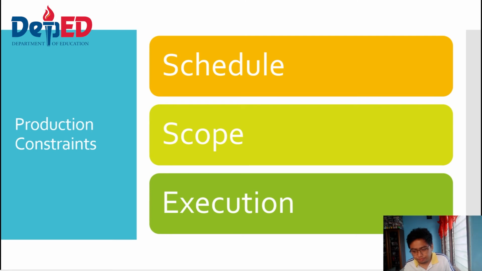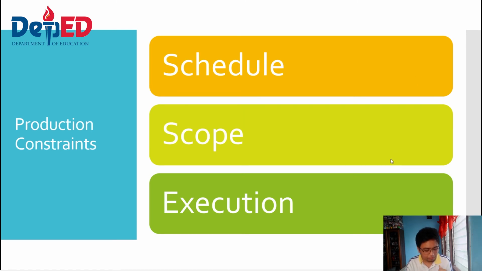And then execution. Ito. Paano ba execution mo? Okay. Kailangan ba laging high quality or not? Kasama din to sa schedule, kung tutuusin. Kailangan ba daily ka nagpo-produce? Kailangan ba weekly or monthly? Okay? Because all of which, ito execution, tutuusin, it will affect your schedule and your scope.